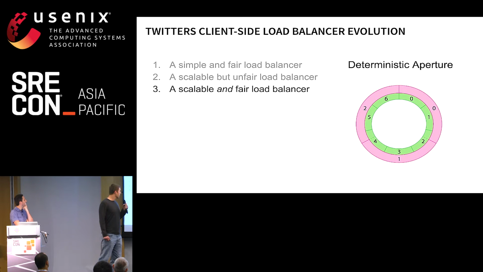And then finally, we're going to tell you about how we've been able to refine random aperture into what we call deterministic aperture. And this is a load balancer that regains the fairness of P2C while even improving on the efficiency of random aperture.